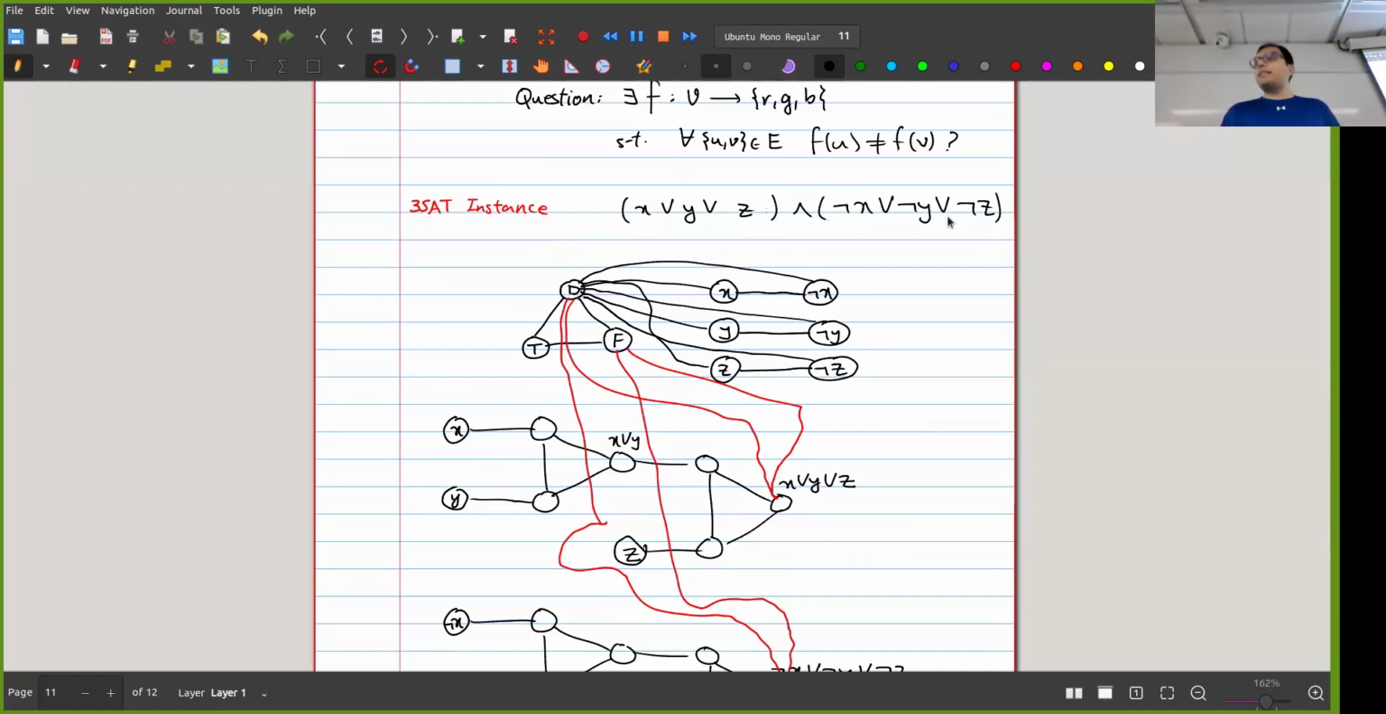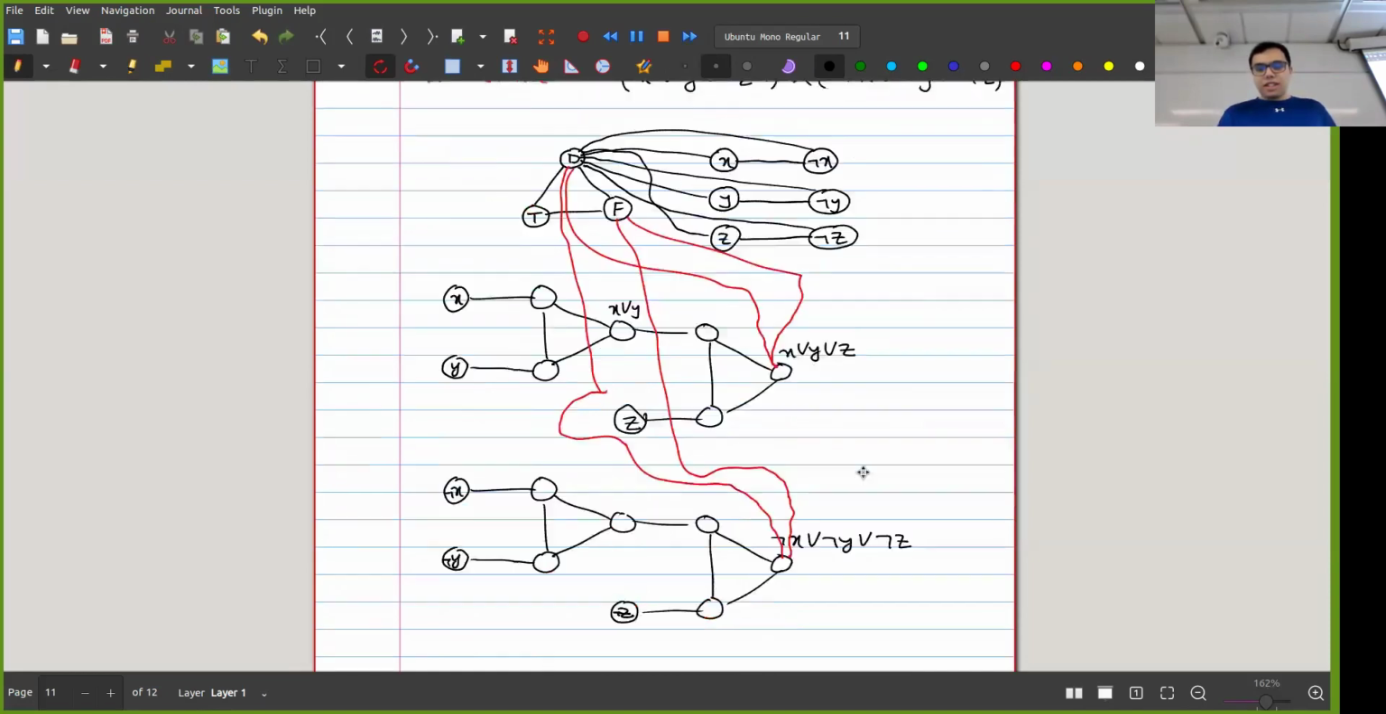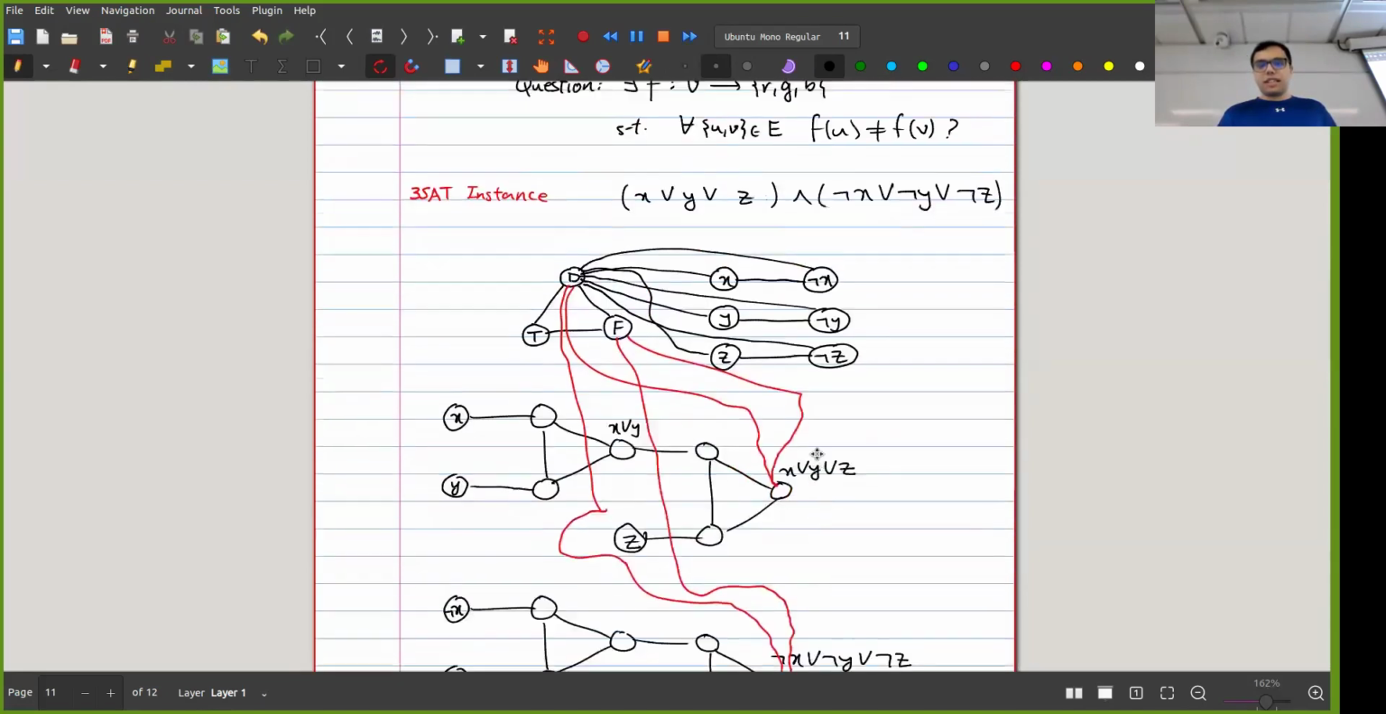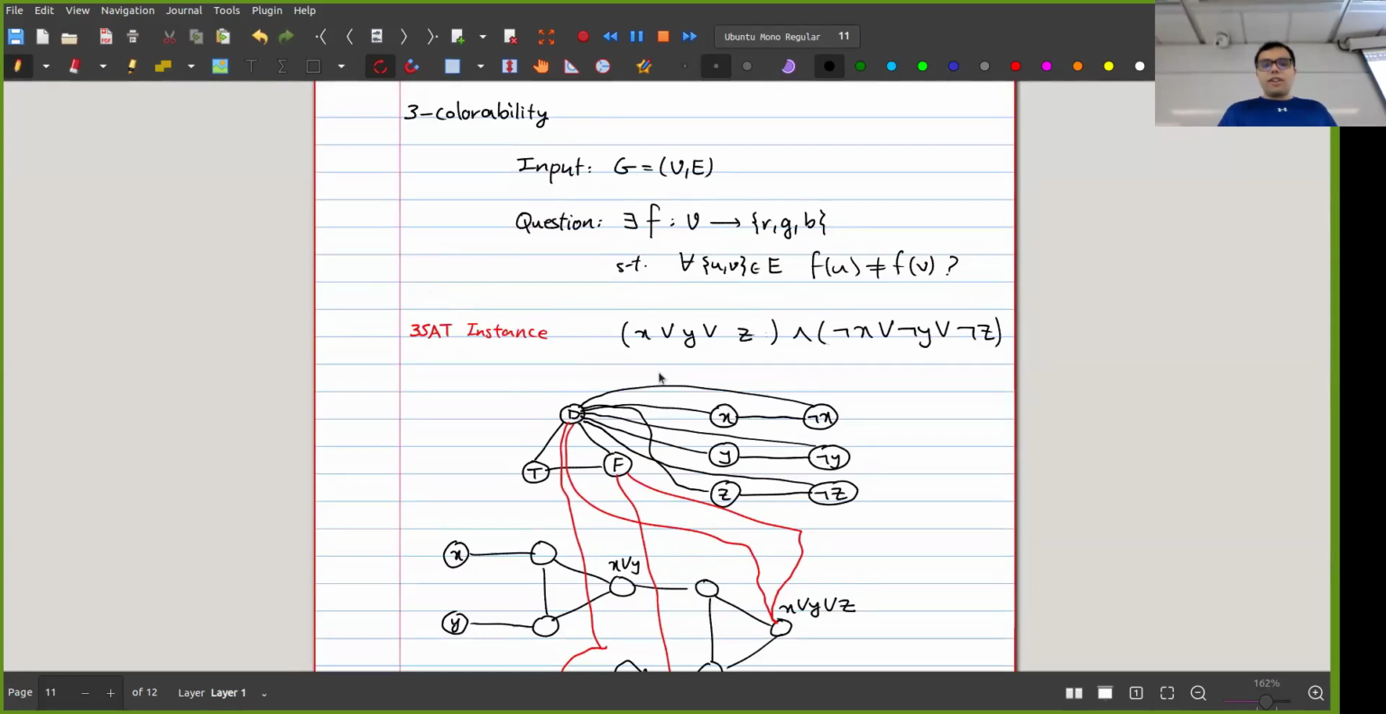If my instance is satisfiable, there is a way of assigning true or false to these variables so that every one of these clauses is satisfied. So I take all the variables. So I first assign colors to true, dummy, and false. I don't care what permutation of colors. And then I take all the variables that were set to true in my assignment, and I set them to the same color as true here. And I set their negation to the same color as false.